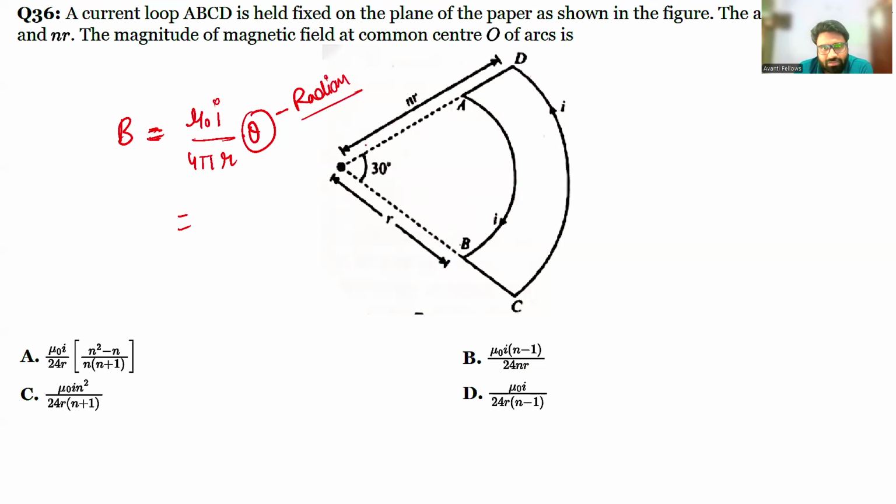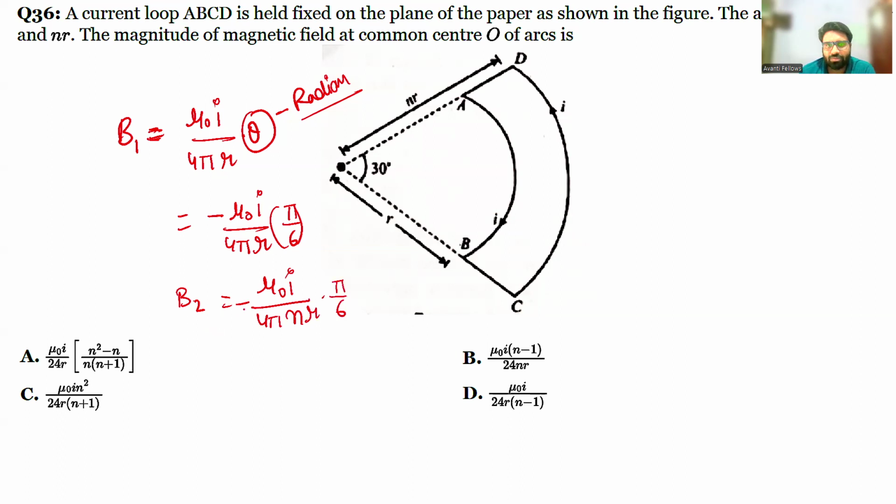For this small arc AB, you have to curl your finger in the direction of current to find the direction of the magnetic field. The current is moving like this, curl your finger, so B is pointing inward. So inward we will take minus, mu naught I upon 4 pi r. What is the value of r? It's small r. What is the value of theta? It is pi by 6, 30 degrees. This is for B1. For B2, the same thing will be there because the current is the same, but the radius has changed. So it will be mu naught I upon 4 pi n r into pi by 6, and the minus sign is also here.